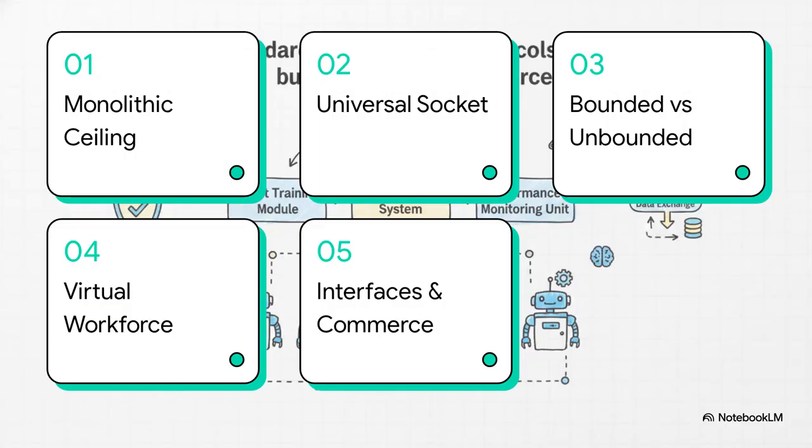Here is our roadmap for how we'll break this all down. We're covering 1. The monolithic ceiling, 2. The universal socket, 3. Bounded versus unbounded domains, 4. The virtual workforce, and finally, 5. Interfaces and commerce. Let's jump right in.